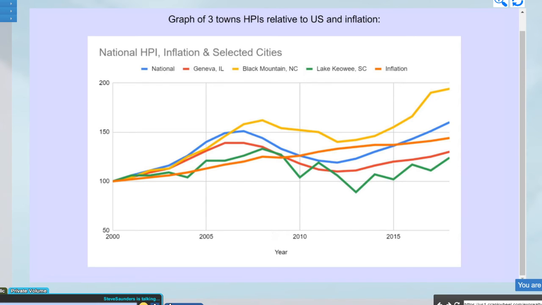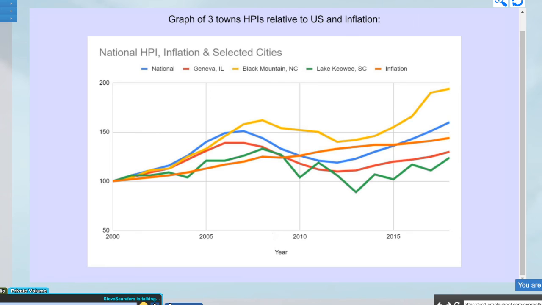This is the graph of those numbers. It's pretty interesting if you look at this. The nation is blue. Inflation, which is important to know, is orange. And it was interesting to see that those two lines crossed in 2010 and 2015. But Geneva, Illinois is red. Yellow on top, or orange, or yellow, I guess it is, that's Black Mountain. And then Lake Keowee has fewer transactions happening, so it's a little bit choppier, but that's the green line at the bottom.